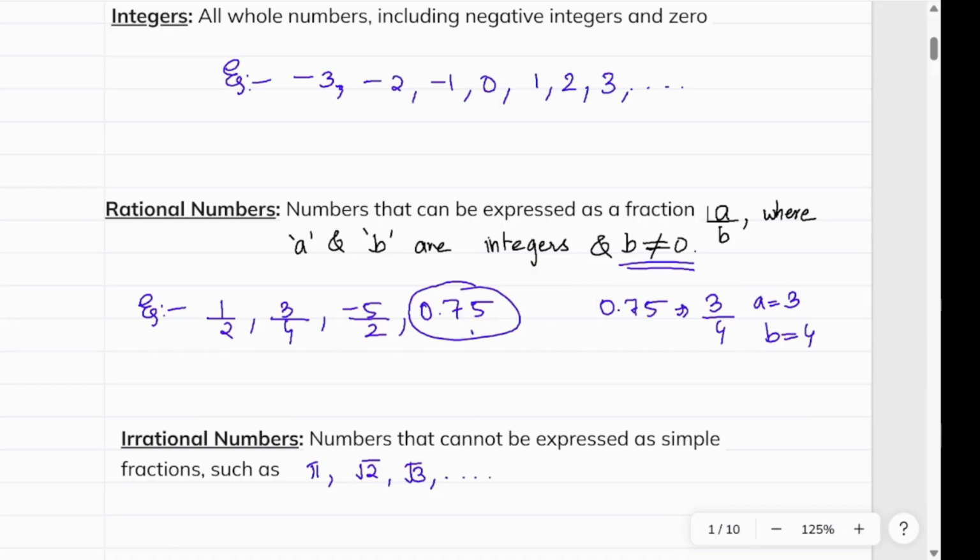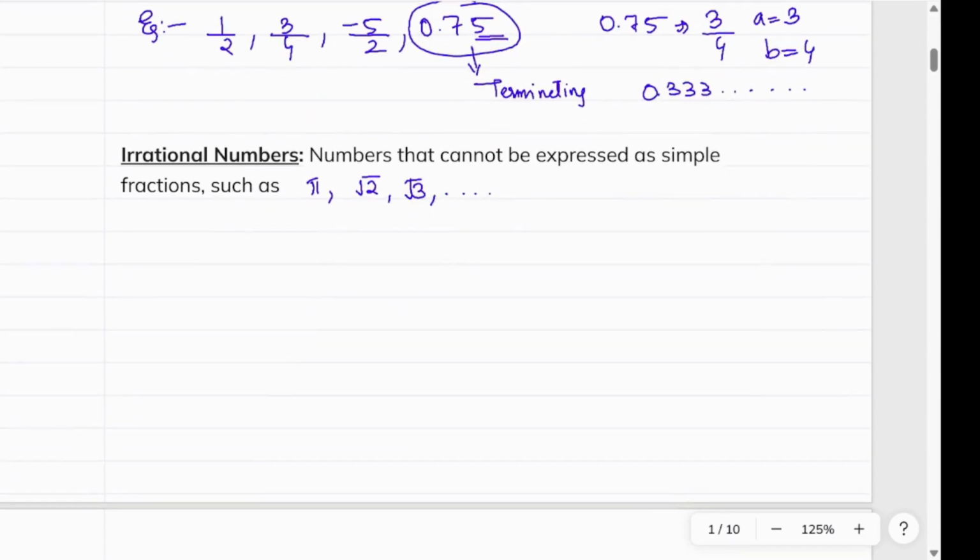Now, this is a terminating number, right? Terminating means it ends here. Non-terminating means, for example, a number that keeps going on like this. Is it terminating? No. This type of number we call non-terminating.